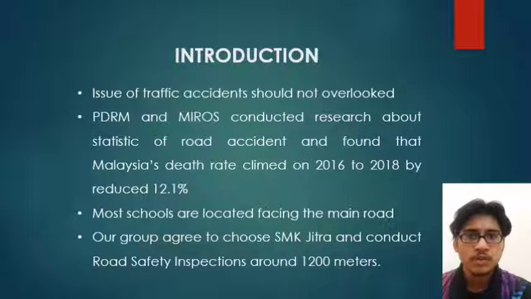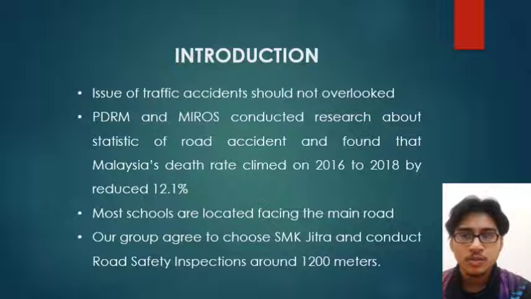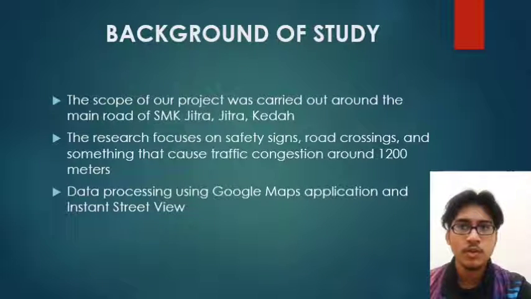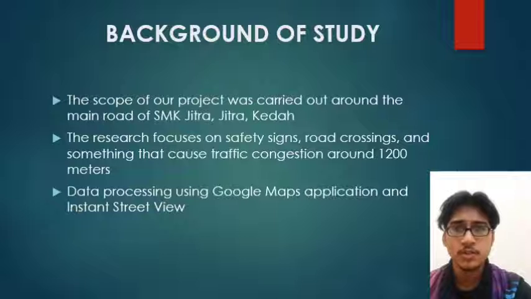So our group will conduct a road safety inspection around 1,200 meters of the segment, which is 600 meters left and right of the main road in front of the school. For the background of study, the scope of the study was carried out around the main road of SMK Jitra Kedah. The research focused on the safety of road crossings or the objects that cause traffic, which is a 1,200 meter segment, 900 meters right and left in front of the school, as well as data processing utilizing the Google Maps application and Instant Street View.